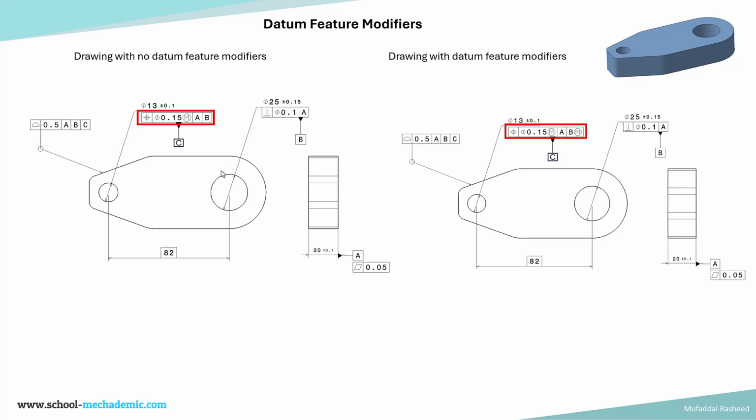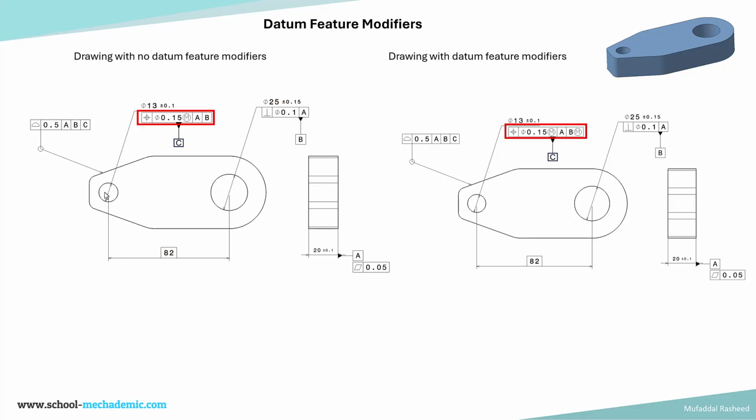Then this larger hole of diameter 25 with a size tolerance of plus or minus 0.15 is being controlled with respect to its perpendicularity within a cylindrical tolerance zone of 0.1 with respect to A, which is the primary datum feature surface, the flat surface. And this is datum feature B, which is the feature of size, which is a hole. Then the smaller hole, size 13, is being controlled with respect to its position.